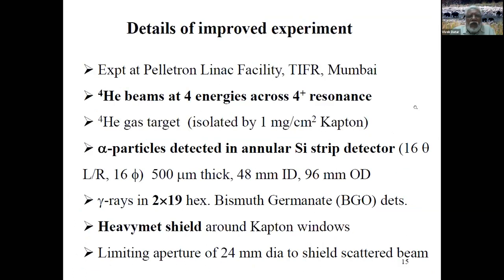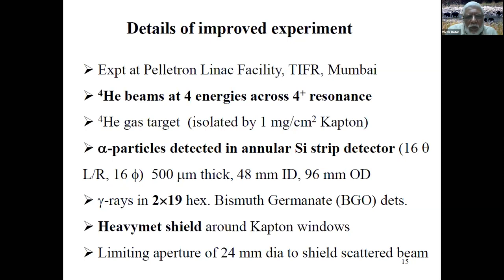So what did we do in the improved measurement? The experiment was done at the same place, but this time we measured 4 energies across the 4+ resonance. We used a similar gas jet target, but we had a new chamber which could accommodate a bigger detector, which was a double-sided silicon strip detector, which had 16 theta segments and 16 phi segments on the other side. And of course, there was a quad division for the theta side, but because of the shortage of electronics, or because you have to simplify things, and also it was probably not that necessary, we shorted the left-hand side theta quadrants, 2 of them, and similarly on the right-hand side.